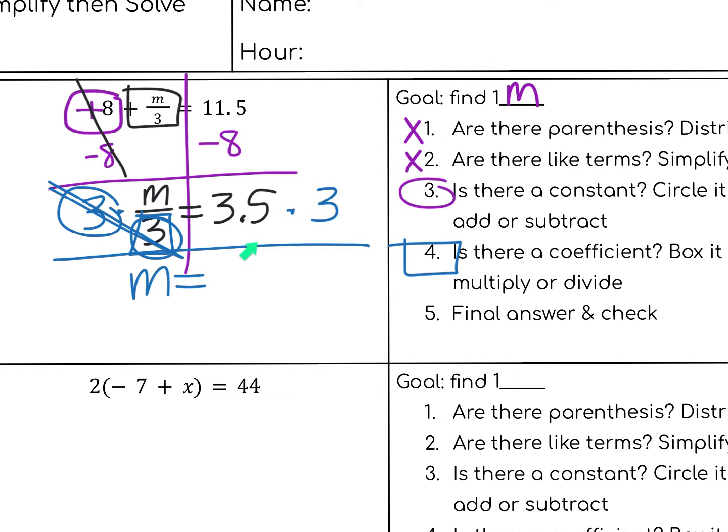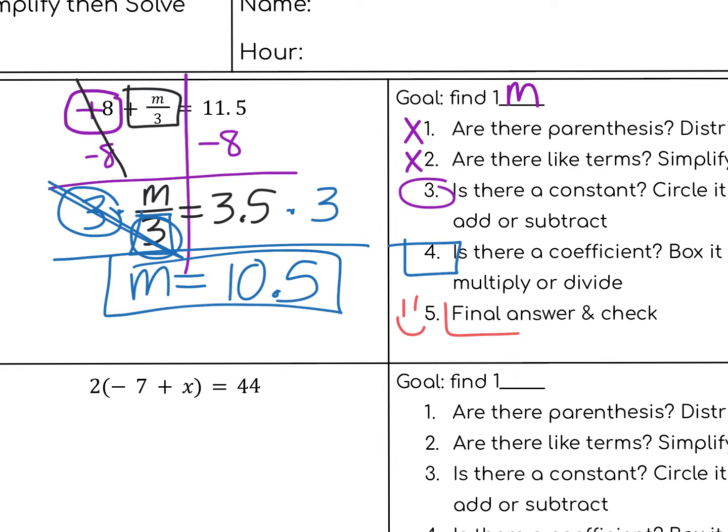On this side, I have to do 3.5 times 3. I type in my calculator, and I get 10.5. I achieved my goal of getting the variable by itself, so that's my answer. I'm going to put a little happy face here because I found my final answer.